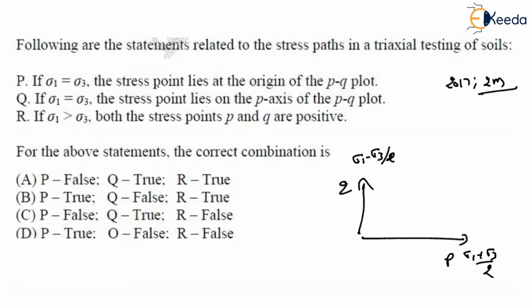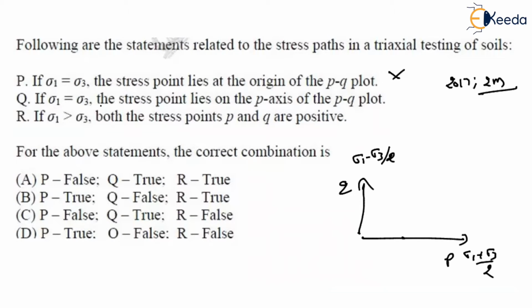Now it is said that if sigma 1 equals sigma 3, the stress point lies at the origin of the PQ plot. If sigma 1 equals sigma 3, what do you think the p value is? Along the x-axis it will be somewhere here, but along the y-axis q will be equal to 0. So it will not be at the origin. So statement P is false.